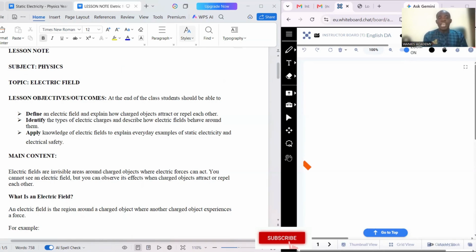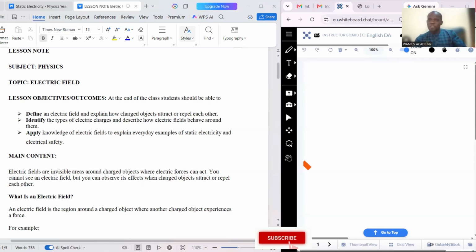So now you cannot see an electric field unlike the one you have in the World Cup that is ongoing. You can't see it, but you can observe its effect. When charged objects attract or repel each other within that region, you will know, oh, there's an electric field here. Now, what is an electric field? In a nutshell, an electric field is a region around a charged object where another charged object experiences a force.